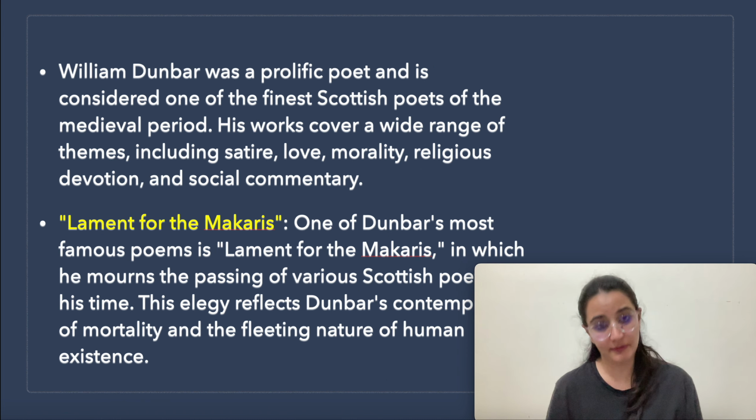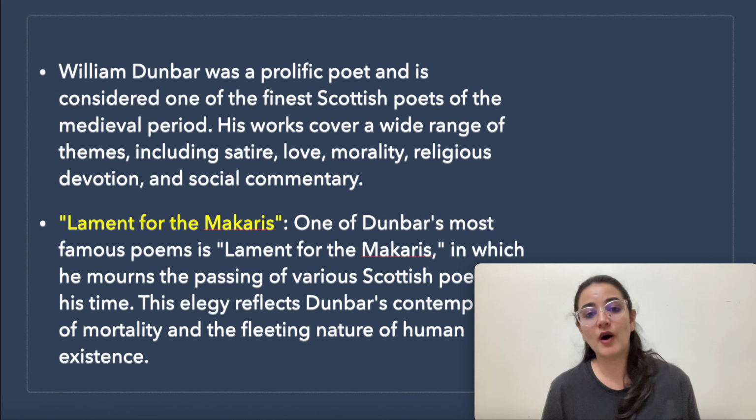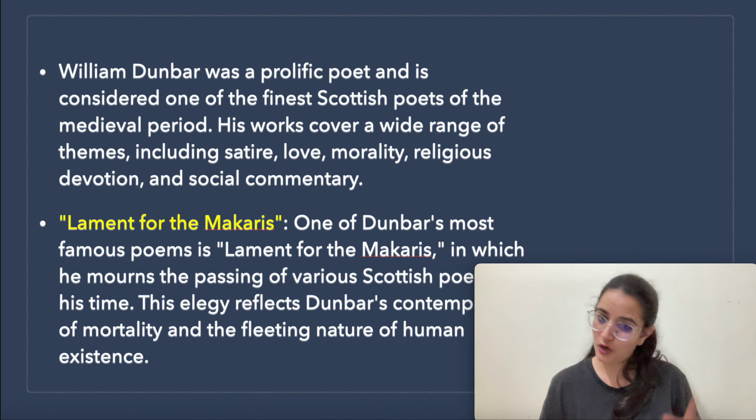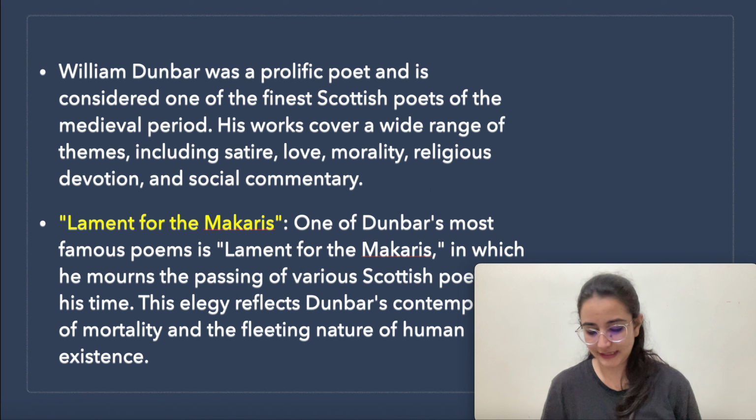Next writer is William Dunbar. He was a prolific poet and is considered one of the finest Scottish poets of medieval period. His works cover a wide range of themes, including satire, love, morality, religious devotion, and social commentary. So he has talked about various themes in his works. इनका जो मेन वर्क है वो कौन सा है? Lament for the Makars. Makars are poets, Scots में. So Lament for the Makars. It is about makers, Makars or poets.